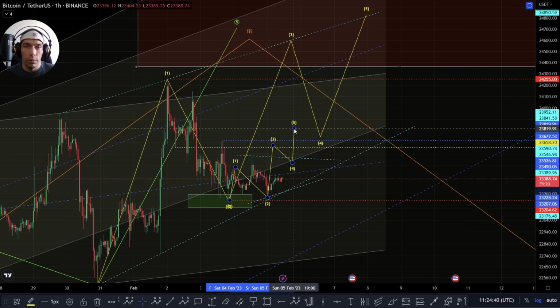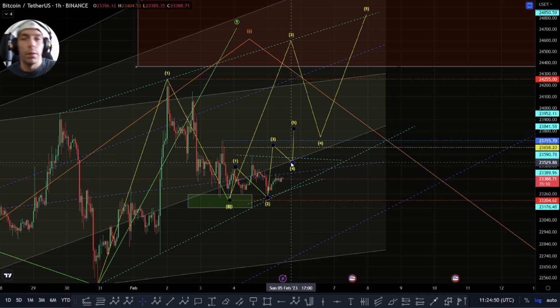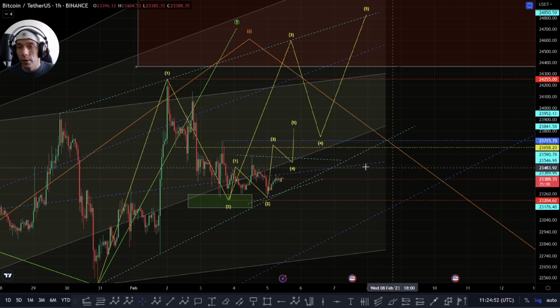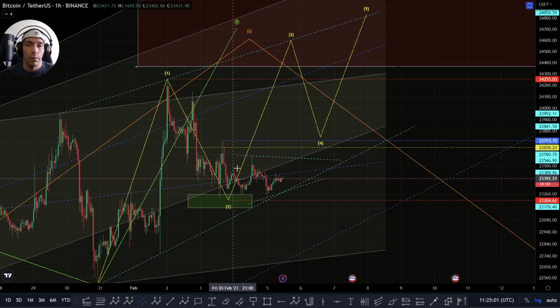There wouldn't be a lot of room for this 4th and 5th to develop unless we start to get some extension here, which we could argue we could be getting over here, where this becomes a 1, 2, and then we look to break to the upside. There's nothing confirmed here, though. Like I said, we need to move above that 23,666, and if we do that, then we can look for that confirmation to the upside of an impulse.